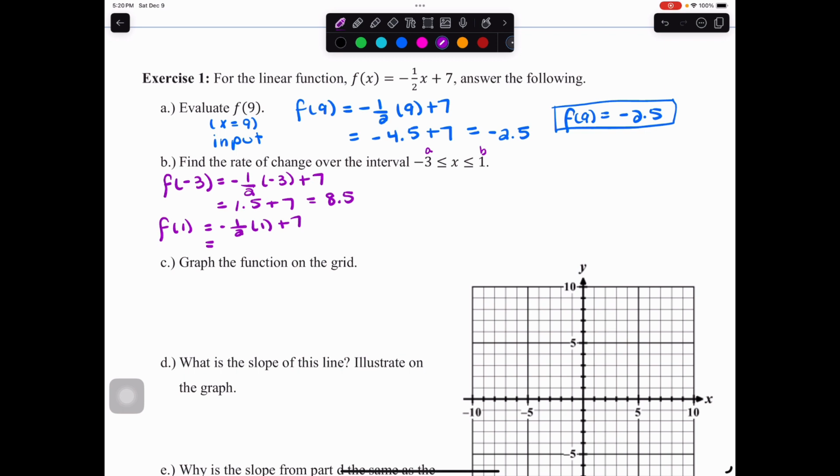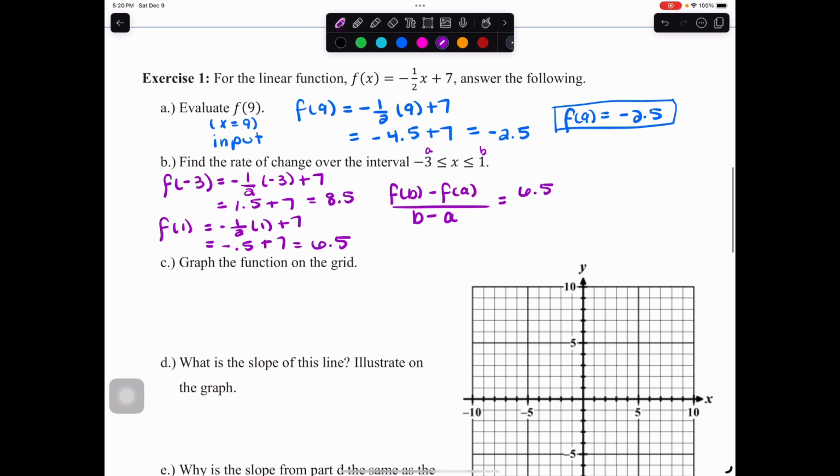Negative 1/2 times 1 would be negative 0.5, or negative 1/2 plus 7, which gives us 6.5. So if you recall, for finding the rate of change over an interval, we're going to use the function notation of f of b minus f of a over b minus a. So if we do that, our f of b value, which was f of 1, is 6.5.